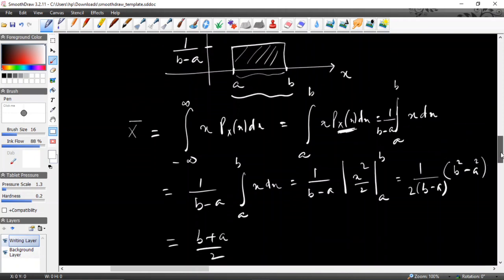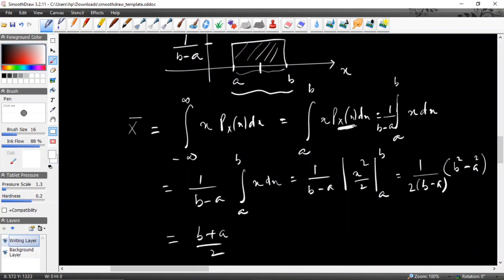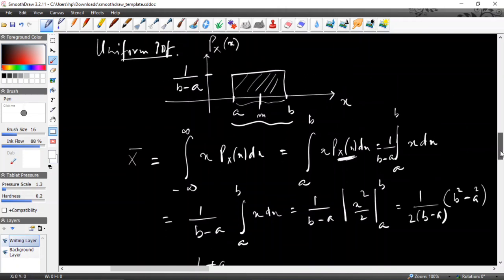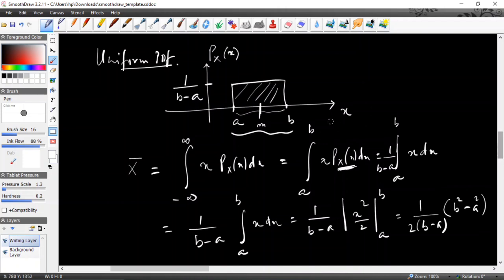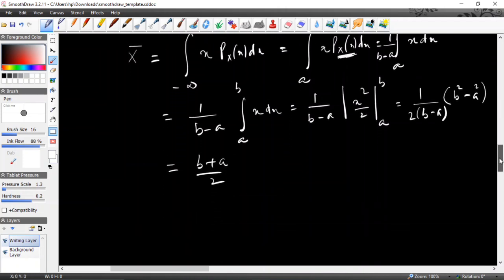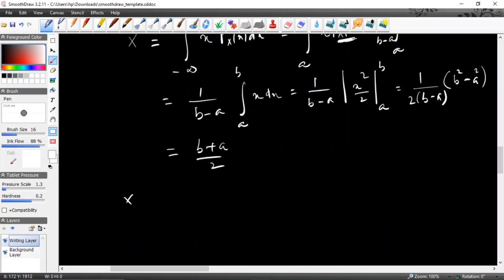So this is the mean of this random variable. Of course it is the midpoint, (a plus b) by 2, and that should be so because the mean of the random variable is basically the center of this probability density function, right? Likewise, you can find the variance sigma x square. So sigma x square is the mean square value minus square of the mean. We already have computed this mean, which is (b plus a) by 2. So the square of the mean will be (b plus a) whole square divided by 4.